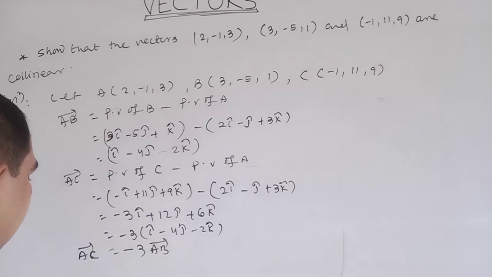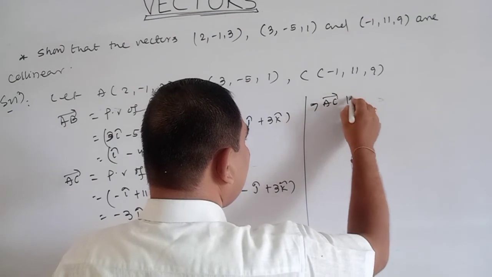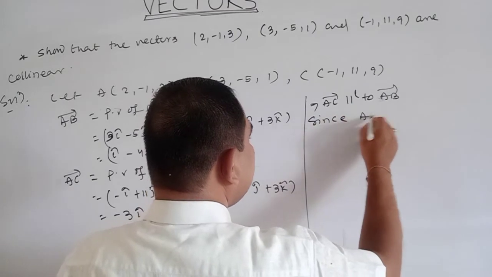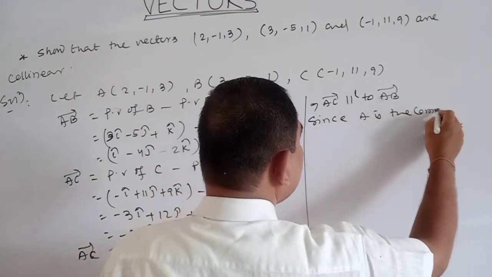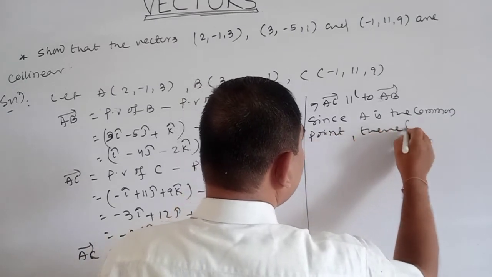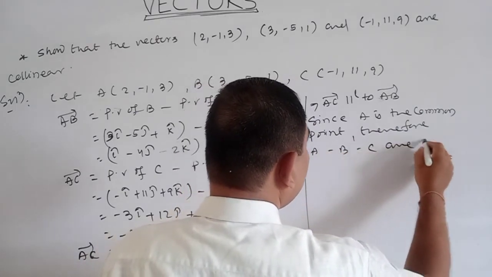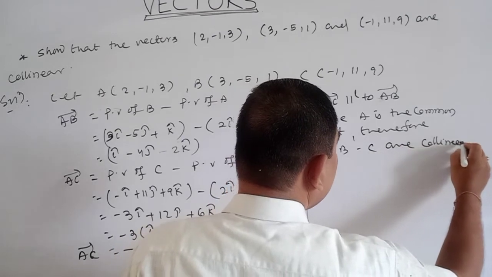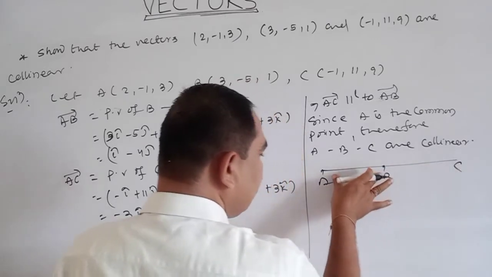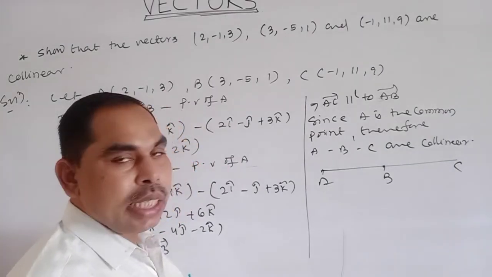Okay, so AC vector is parallel to what? So this implies AC vector is parallel to AB vector, since A is the common point, therefore A, B and C are collinear. This is A, this is B, AB parallel to AC and A is the common point. So ABC are what? Collinear.